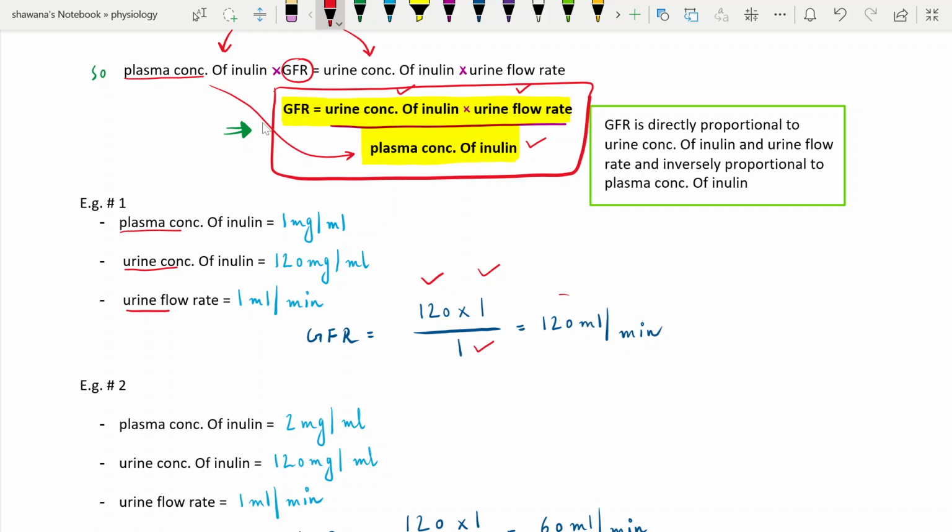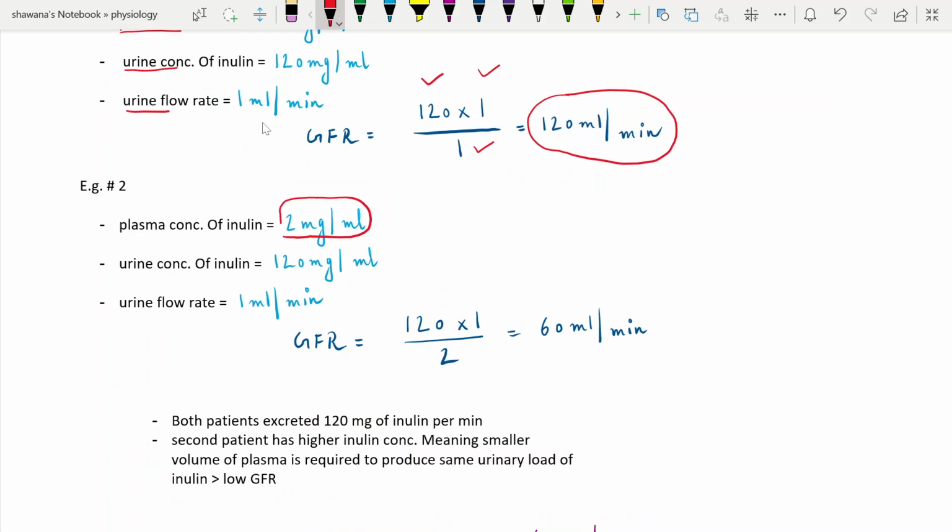But in the second patient, we have increased the exogenous administration of the inulin. We have increased the plasma concentration of inulin from 1 to 2. In this case, we have 2 mg of inulin per ml of the plasma. But urine concentration is same. Okay, urine concentration in the patient number 1 and patient number 2 is same. So how are we going to get GFR?